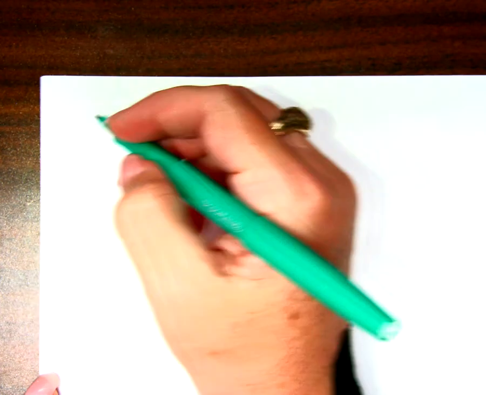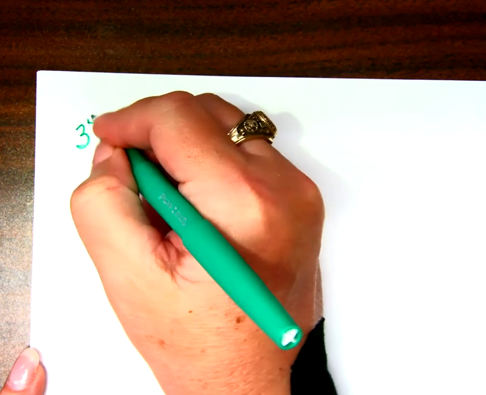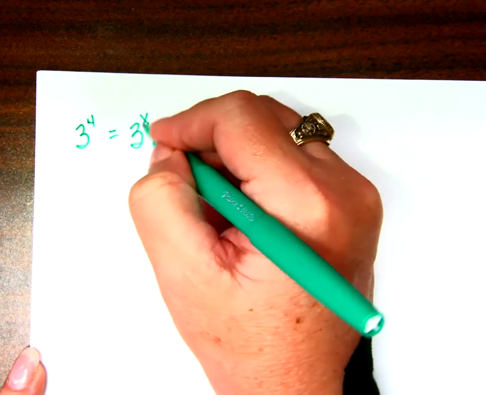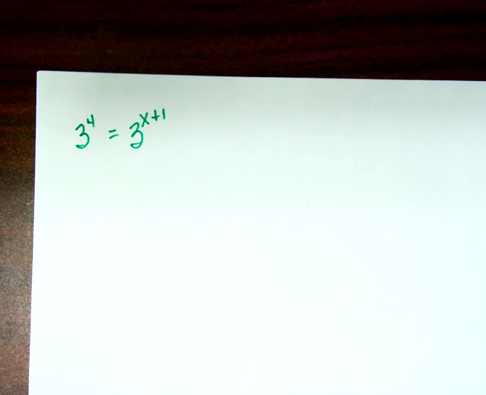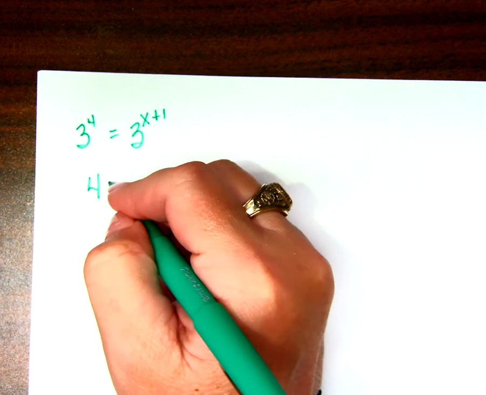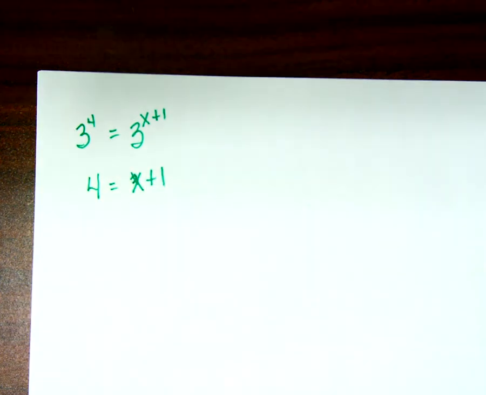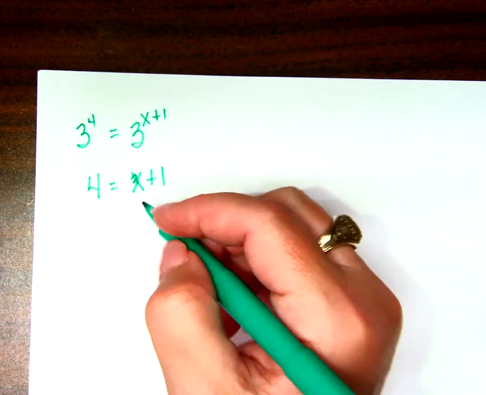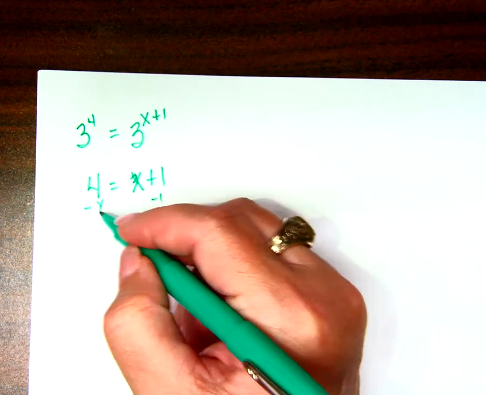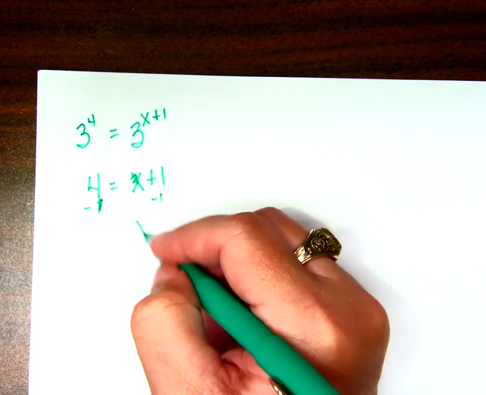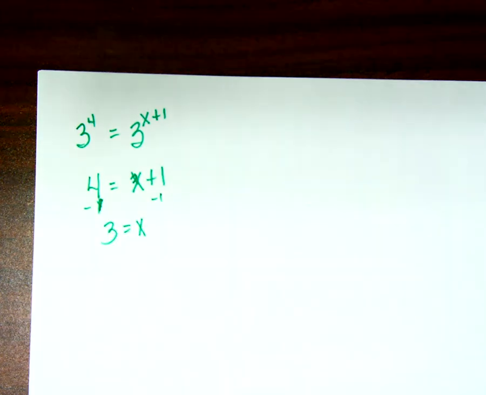So first of all, what if we have a problem like this? 3 to the 4th equals 3 to the x plus 1. Well, if 3 to the 4th has to equal 3 to the x plus 1, is it fairly obvious to you that 4 needs to equal x plus 1? Can we just literally ignore the bases right there? It is, okay? So hopefully I can write this correctly and we can get an answer of 3 fairly quickly.